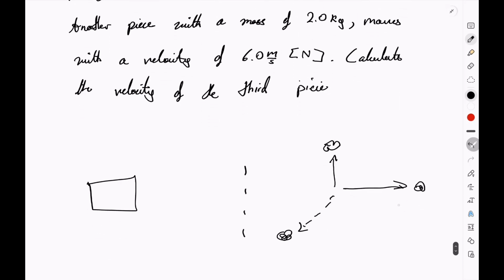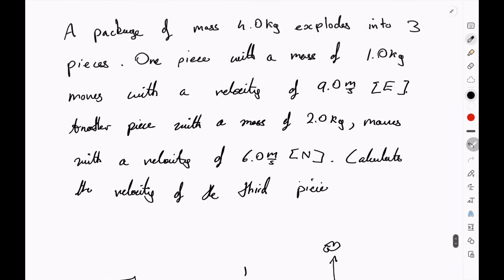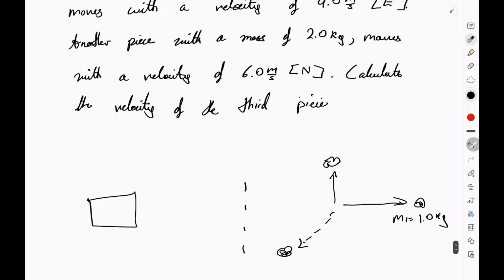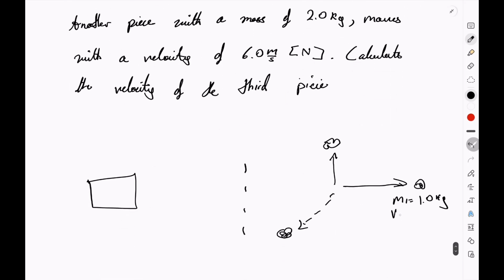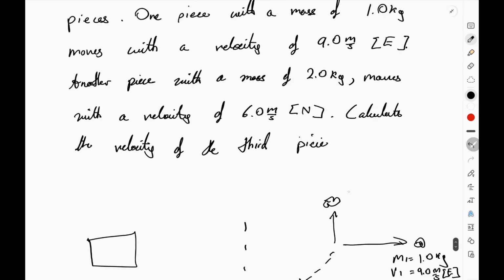The mass we're going to call M1. We know it's 1.0 kgs, and it's moving at a velocity of 9.0 meters per second east. We know that the mass of this one, M2, is 2.0 kgs, and it's moving at a velocity of 6.0 meters per second north.